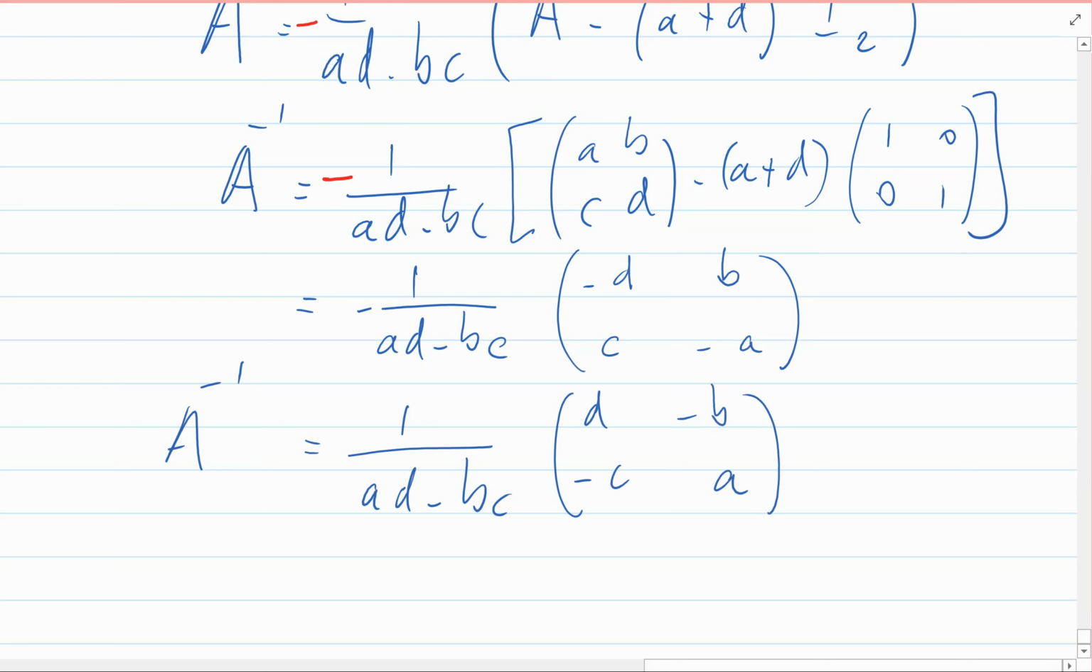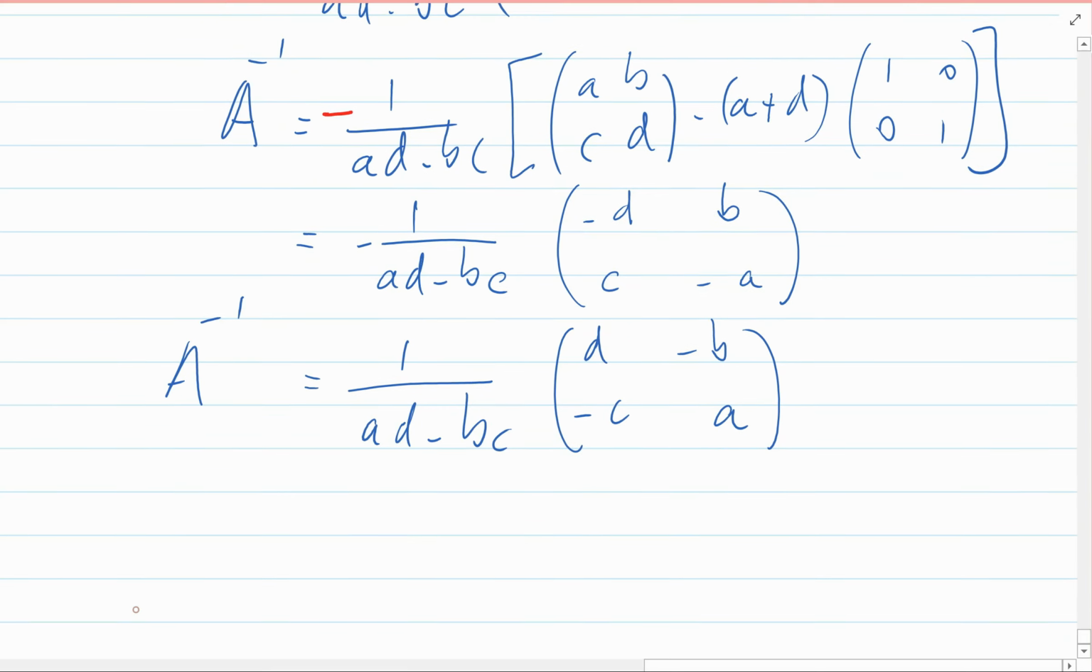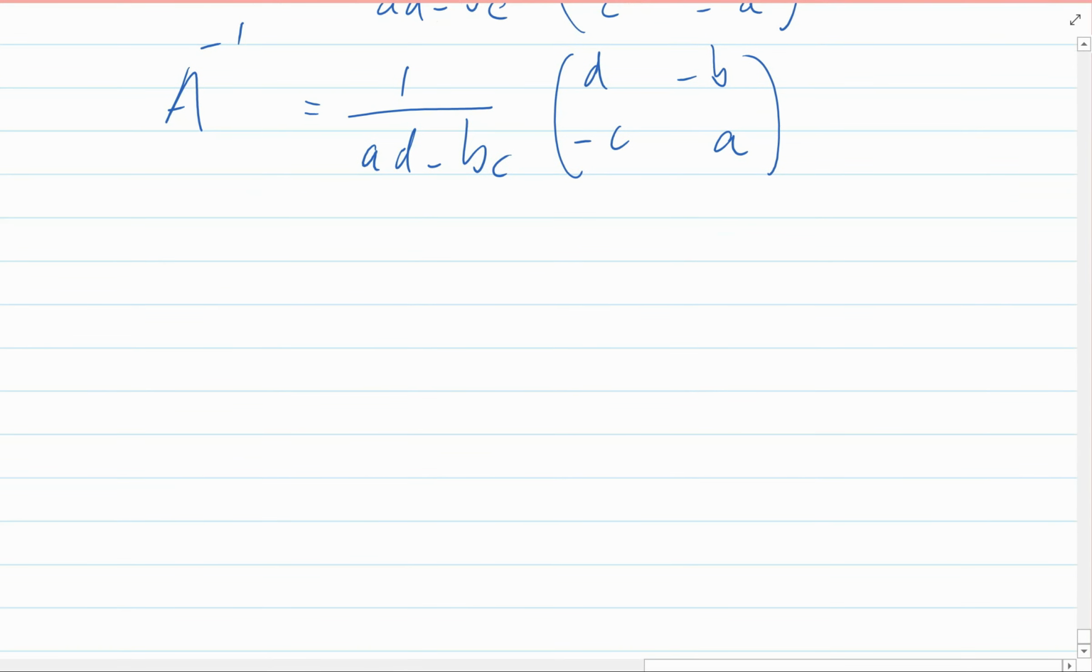Okay? So the elements on the diagonal changed, they interchanged, A and D. The B's and the C's are in the same position, but with a minus. So this is an example of what the inverse looks like in the 2 by 2 case. We can handle all these calculations in 2 by 2, and it shows you what happens when you go to 3 by 3, 4 by 4, etc. It gets awfully complicated now. Okay?